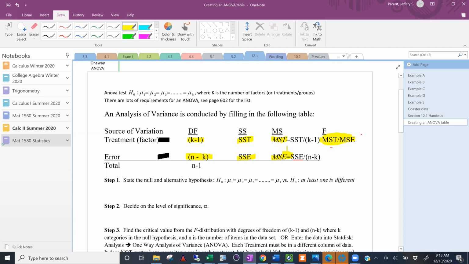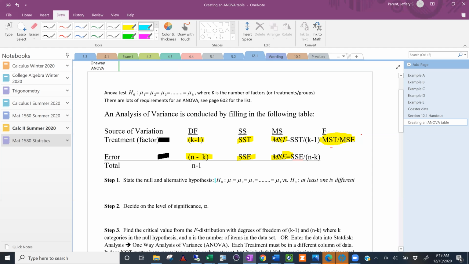If the mean squares for treatment is much bigger than the mean squares for error, then this is going to be a really big number, and you're going to get a significant test. The bottom line that we need to understand is that large values of F from the F distribution suggest that there's a significant test and that you're going to be rejecting the null hypothesis.